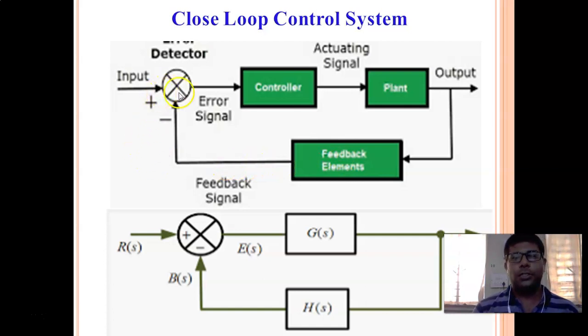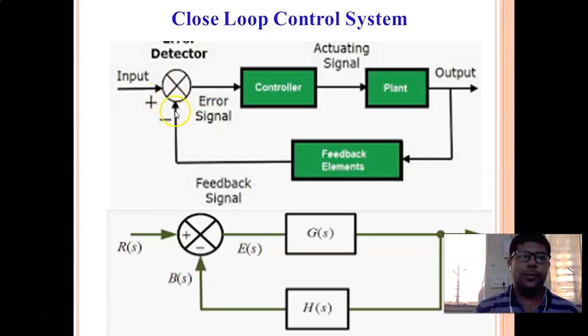So what will the error detector do with this input? It will produce the error signal. It compares what output the system is producing with what the desired input is, right? So it compares the reference input and the output this system produces. Depending upon this input and output, it will take a decision and produce an error signal.